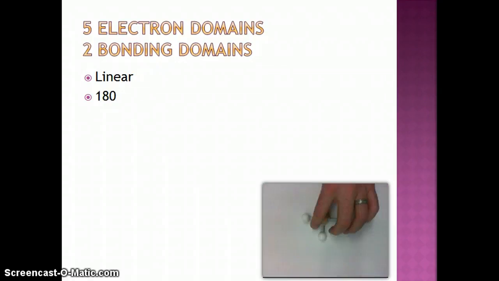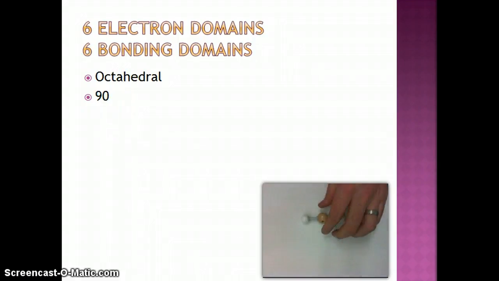Okay, so now 5 and 2. Joe, you know what it is? And that's just like the ones in the beginning. It's linear. Is there a bond angle with this one? Yes, there is. And there's a 180-degree bond angle. Right, because there are 2 bonds and not just one. Good. Okay, so now we're going to move along to 6, and this is the last one.